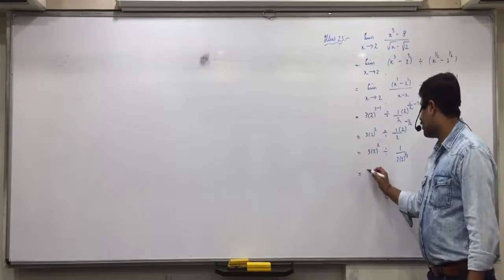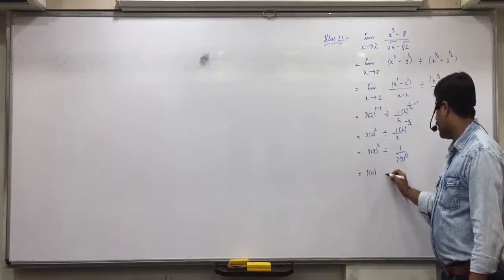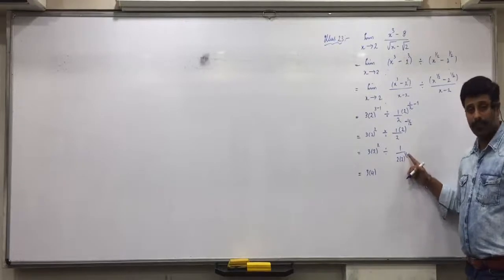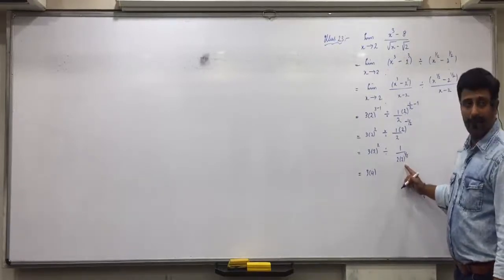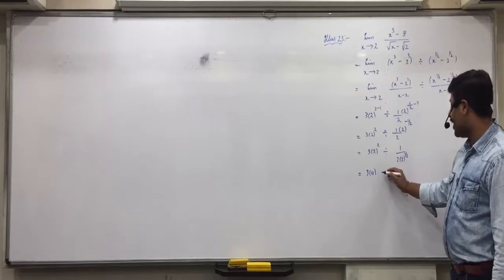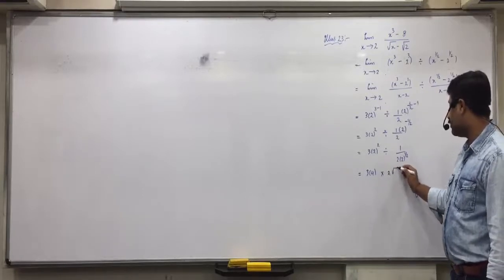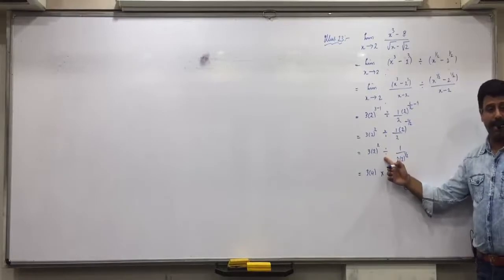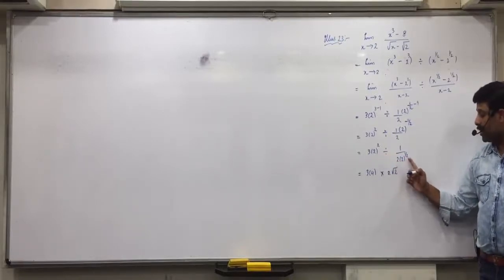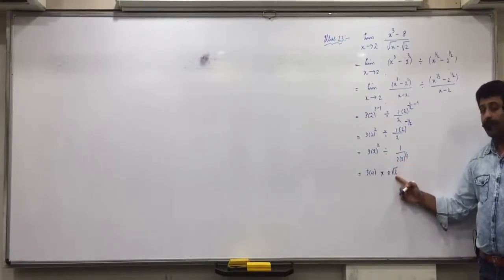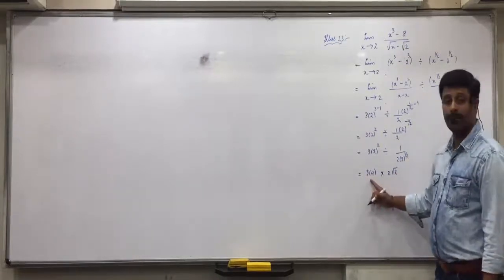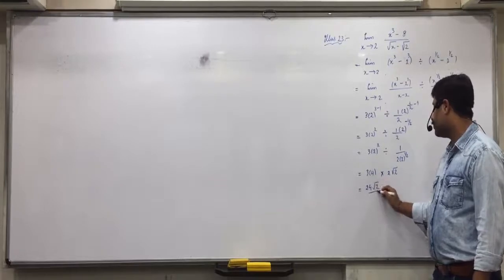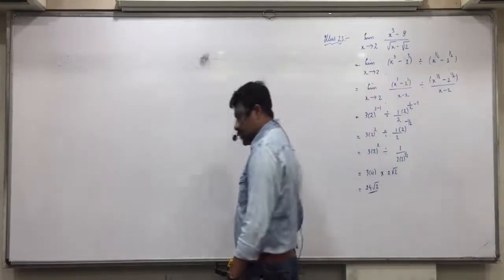Now what is 2 square? 4. And what is 1 by 2 power? Means root of 2. Can I say divide means multiplied by reciprocal? Divided means multiplied by reciprocal. And 2 raised to 1 by 2 becomes root of 2. 3 into 4? 12 into 2? 24 root 2. Did you understand this?